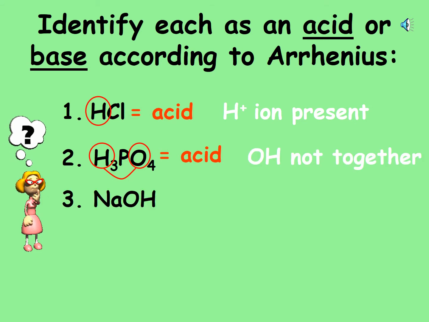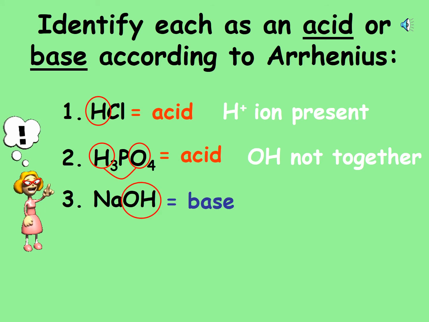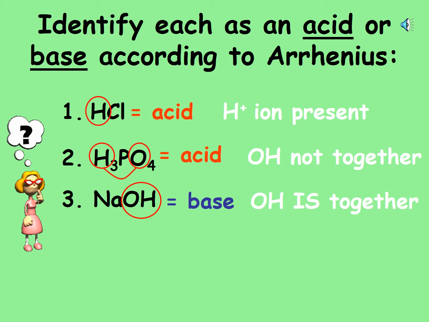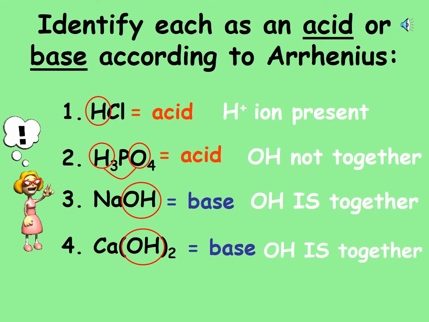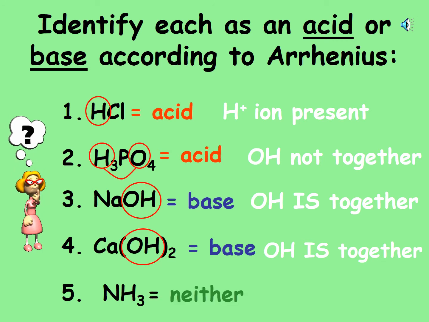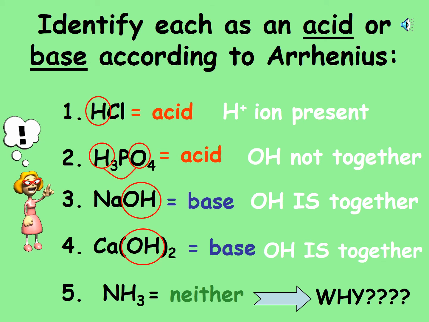NaOH, sodium hydroxide, is a base. And you know it's going to be a base according to the rules of Arrhenius because the OH is together. And the fourth one is calcium hydroxide, also going to be a base because the OH is together. And then NH3 is neither, which is kind of a weird one. Why is that? That's a good question. We'll look at that in a second. Sometimes it's going to act as a base. Sometimes it might act as an acid. In this case, we would consider it to be neutral.